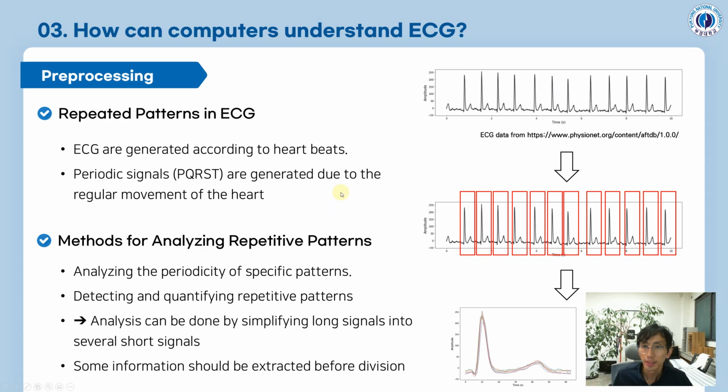And we are almost at the last part. So let's check how the computer can understand the ECG. Okay, so we measured the ECG. So we studied what ECG is and how we can measure it and how it is generated. Now, how can we make software to understand the ECG?